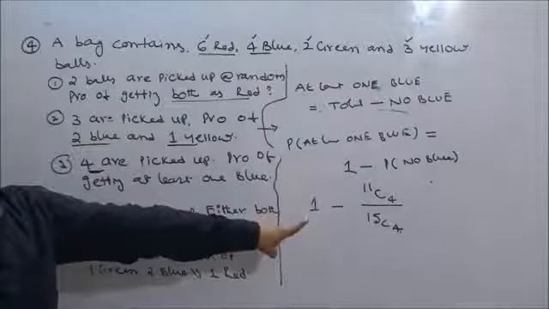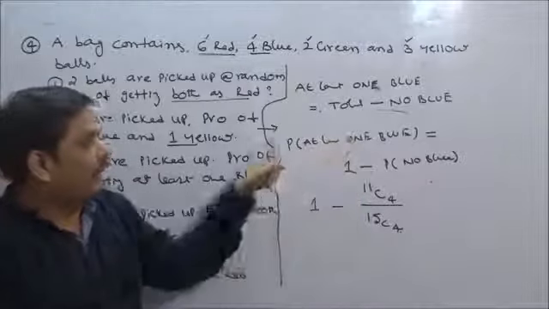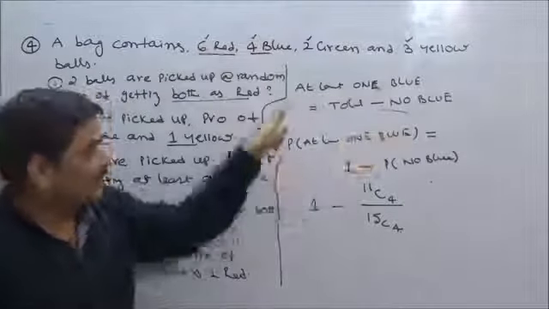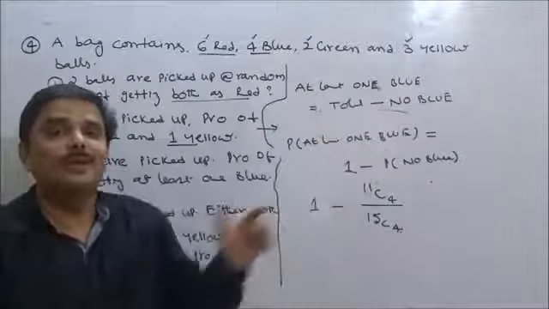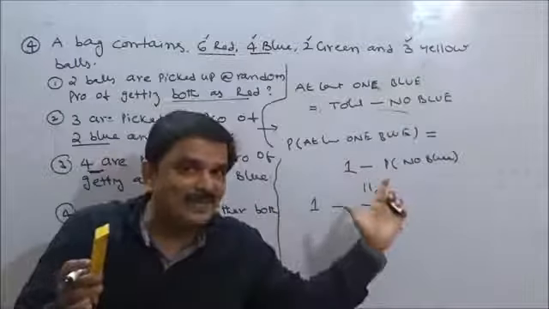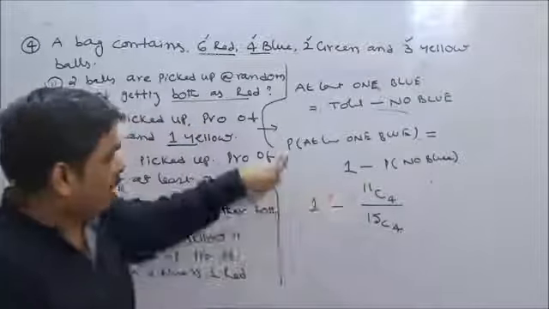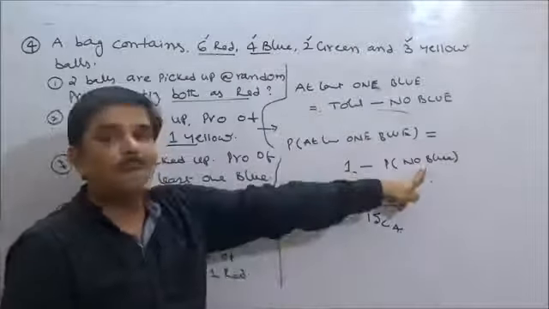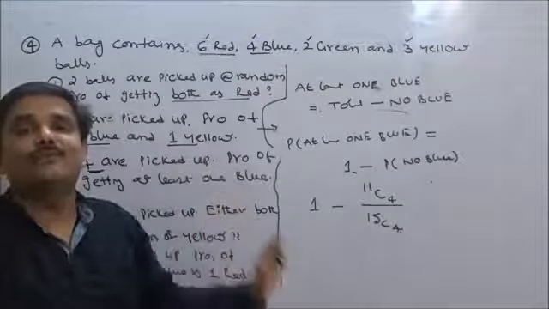This is the way, students, right? You apply this one in the examination. If they ask at least one blue or at least one red, at least one green, in that case at least one blue means total minus no blue will give you at least one blue, because I need to eliminate the 0 there. That is the logic. Always learn the concept. Now clearly, probability of getting at least one blue means 1 minus probability of no blue. That should be 1 minus 11 combination 4 divided by 15 combination 4.